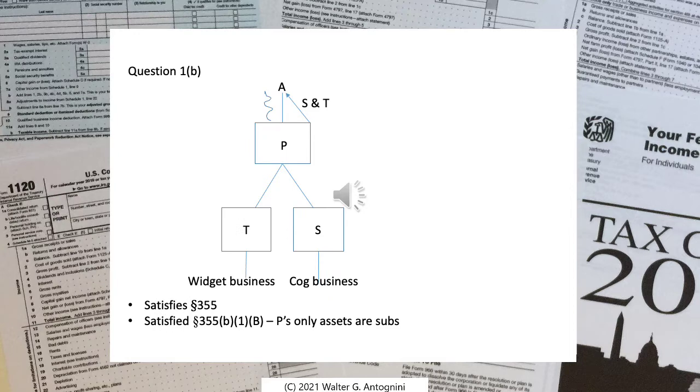Question 1B. Suppose instead that P had two assets, 100% of the stock of S and 100% of the stock of T. S has the same cog business as in 1A. T owns the widget business. P liquidates and distributes the stock of its two subsidiaries to A. How would this change your answer? Well, again, note this is illustrated in a diagram on the slide. Here, Section 355(b)(1)(B) applies. P had no assets other than stock or securities in controlled subs, which each actively conduct a trade or business afterwards, and P distributes all the stock of the subsidiaries to A. And so again, at least on the face of it, this appears to be a good 355 transaction.